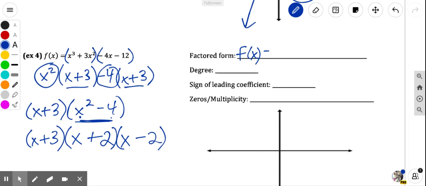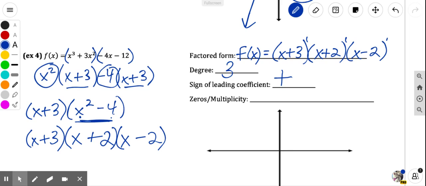So we have x plus 3, x plus 2, x minus 2. Our degree is going to be 3 again: 1, 2, 3. Sign of leading coefficient positive. Zeros and multiplicity: we have -3 multiplicity 1, -2 multiplicity 1, and 2 multiplicity 1.